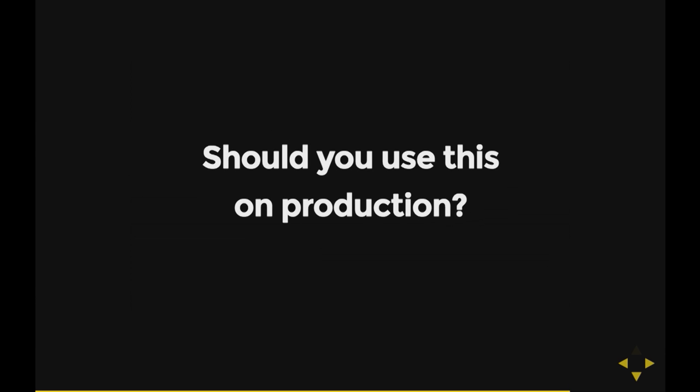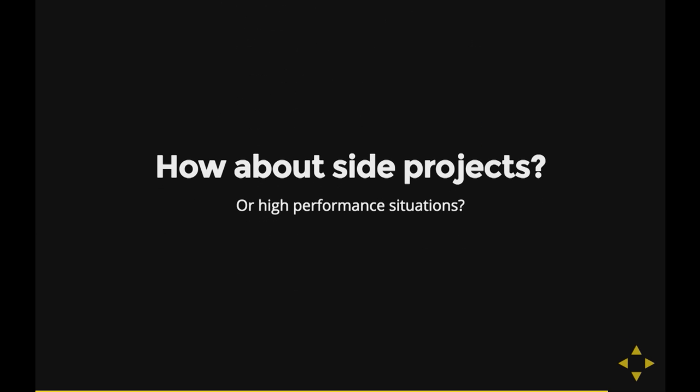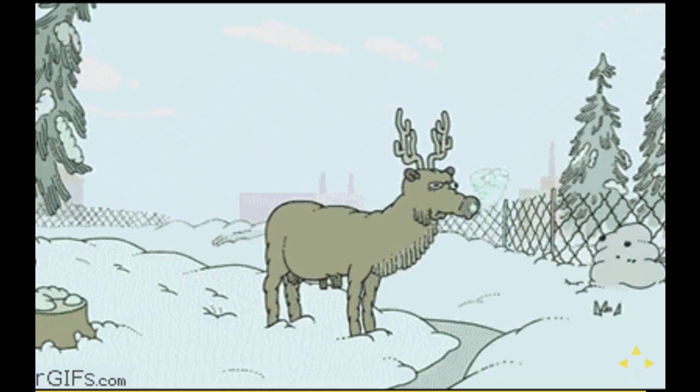And you might be wondering, should we use this in production? Probably not. The code is obfuscated, as you've seen. There are limitations and gotchas. And Douglas Crockford doesn't like it that much. But what about side projects? What about high-performance examples like the one I've shown? Why not? It's pretty cool and fun. And I think you should just get on board and make your code weird and awesome.